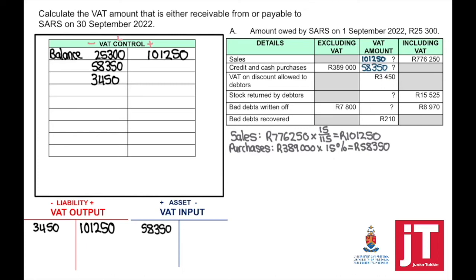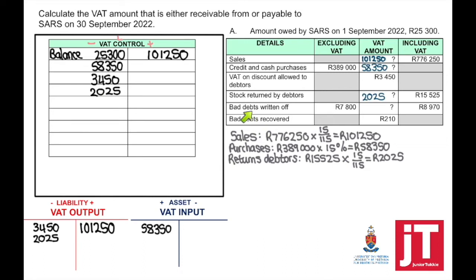Next, we've got stock returned by debtors, and we need to calculate the VAT amount. They provided us with the amount including VAT, so to find out the VAT amount, we have to say times 15 divided by 115. Returns by debtors means that my output VAT is going to be debited. If output VAT is debited, liabilities will decrease, the VAT control account will be minus.